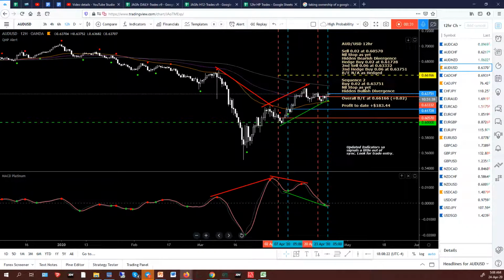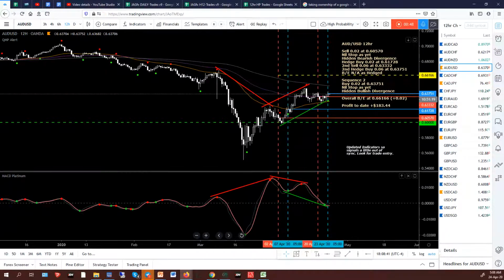This is my watch list as usual on the right. All the pairs I'm trading on the 12-hour high probability. If they're highlighted in blue, means I've got current trades on. No highlight, no trades. And in orange, they're ones I'm going to discuss in this video this morning. So let's have a look. We'll start with the Aussie USD.